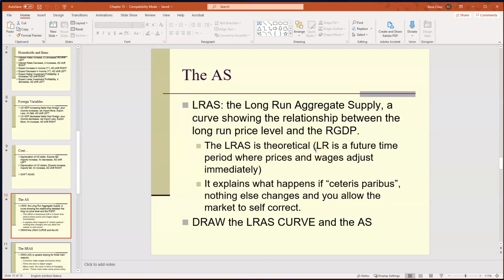Now for our aggregate supply, the long-run aggregate supply line basically shows you the relationship between the long-run price level and real GDP. Now the long-run line is purely theoretical in the sense that it's always sort of a stick in the future, but it is very much real in the sense that the predictions that this model makes tend to come true. It also explains what would happen if you decide to make one change in the aggregate demand and then let the rest be. In other words, if you create one change and then sort of fast forward into the future. We'll do some examples of this at the end.